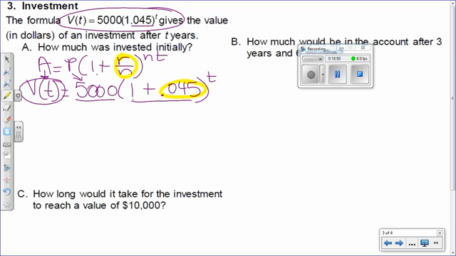Well, if you had to choose the number of compounding periods, what would you say that is? How many T's do we have in the formula? Right here.